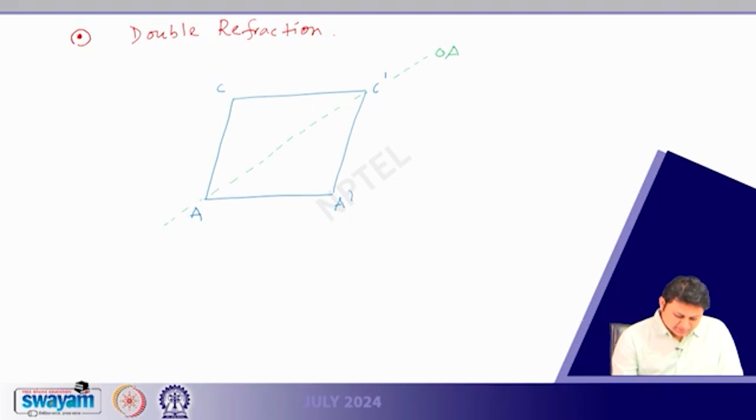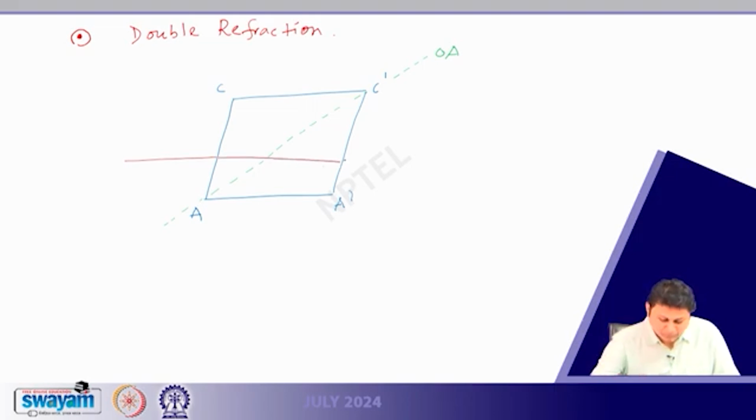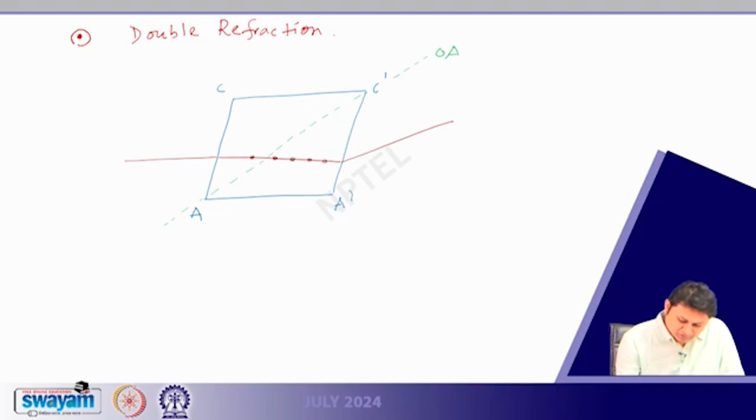Now, if unpolarized light is launched here, then one part of the ray, whose polarized component is perpendicular to OA, will simply follow the usual regular refraction laws and move along this direction, and this is called the O ray, the ordinary ray.